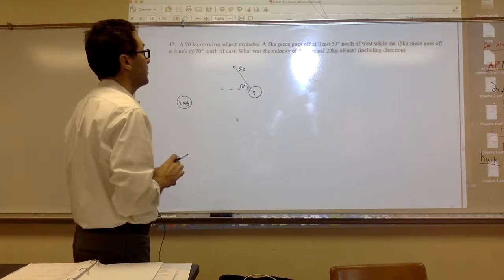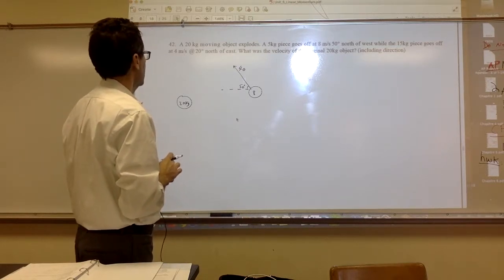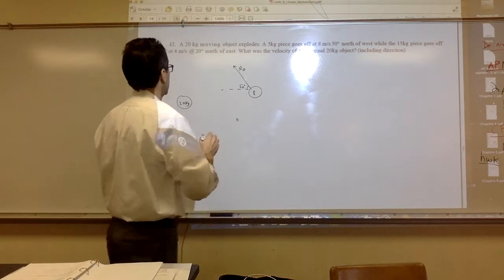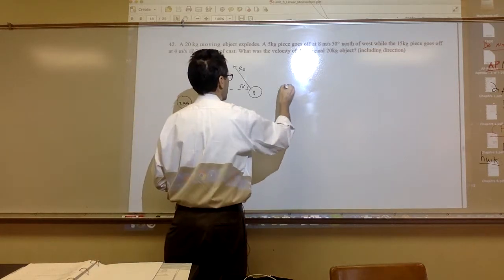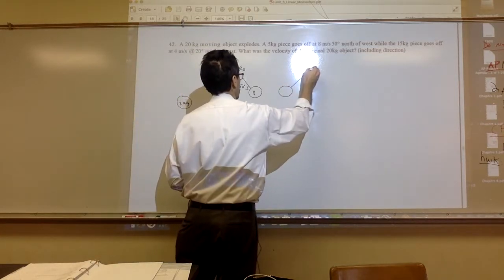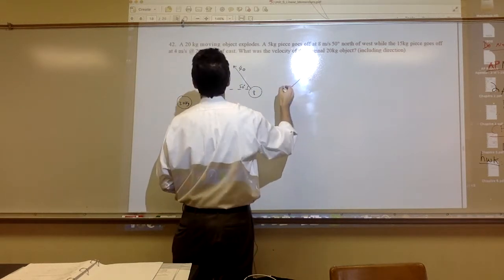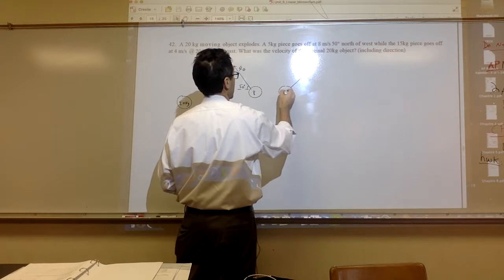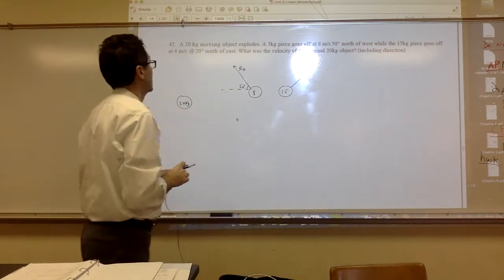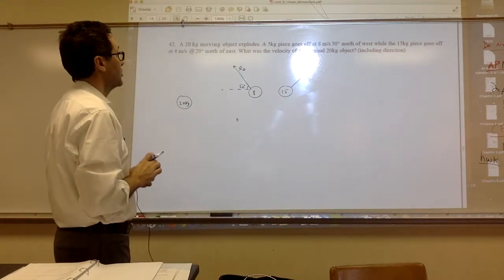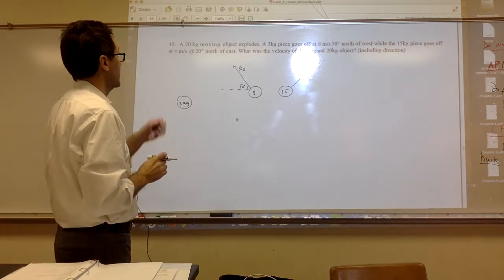The 15 kilogram piece goes off at 4 meters per second at 20 degrees north of east. So the other one is going to go in this direction. It's going to have a momentum of 60 and a mass of 15 kilograms. What was the velocity of the original 20 kilogram object?